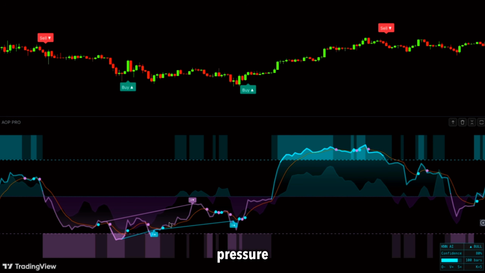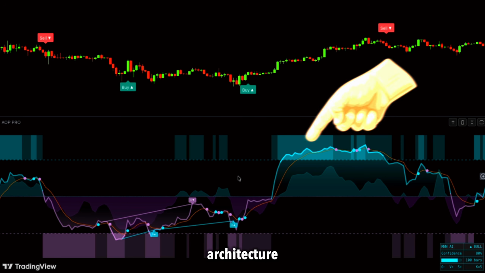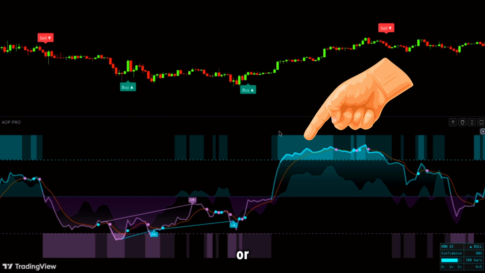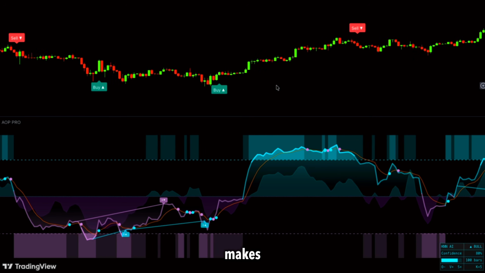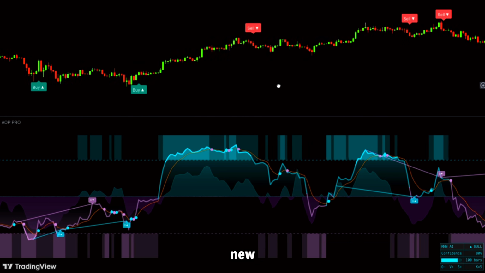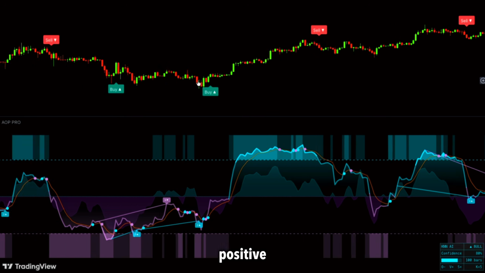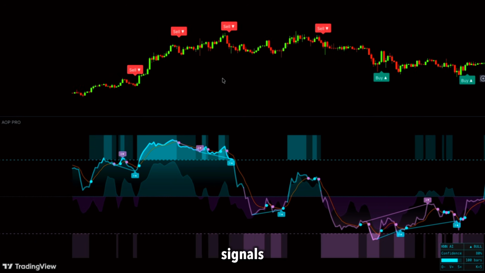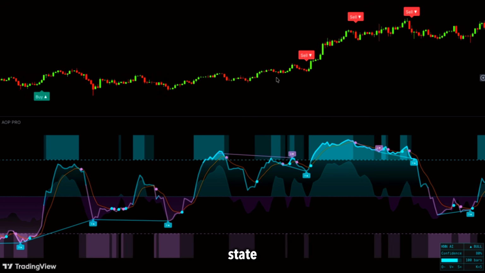Layer 2 is volume pressure using dual money flow index architecture. Fill areas show buying or selling pressure. At tops, price makes new highs, but volume pressure declines. At bottoms, price makes new lows, but volume pressure turns positive. Divergence signals. Layer 3 is momentum state scoring.